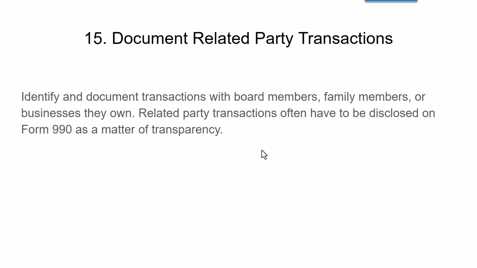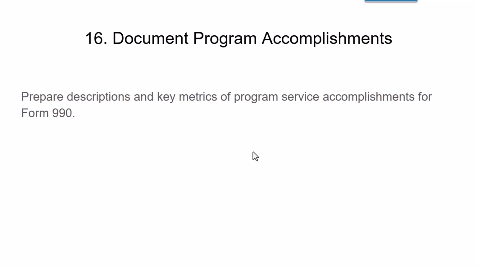Be sure you document related party transactions. So if any officer or director or family members engage in financial transactions with the organization, you want to make sure you document those. Nothing wrong with it usually, but just in the interest of transparency, that has to be disclosed in many cases.